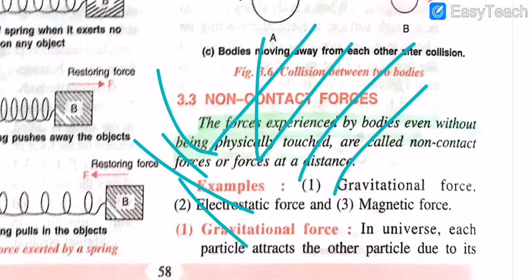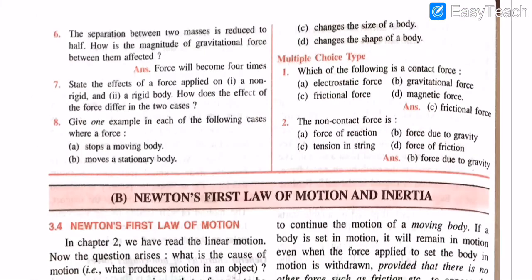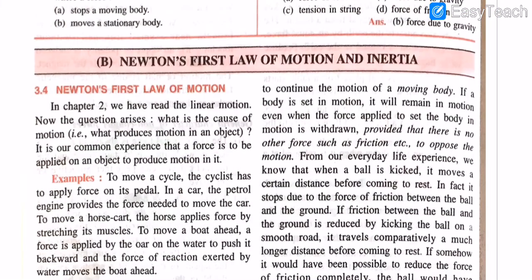Okay, now let's move on to Newton's first law of motion and inertia. In chapter 2 we have read about linear motion basically, right? Now the question arises, what is the cause of this motion?